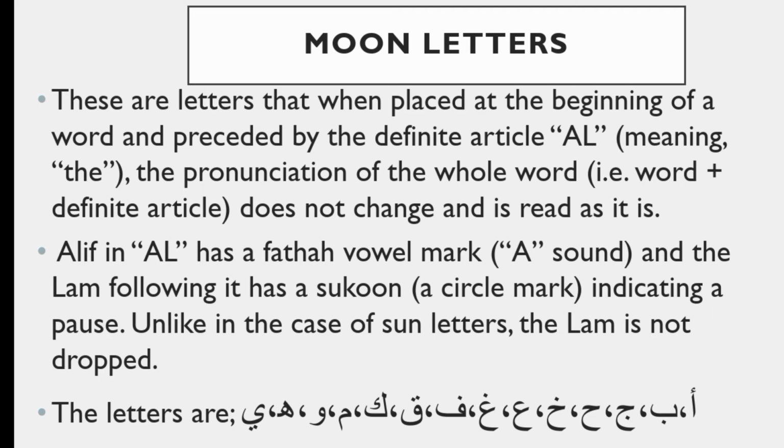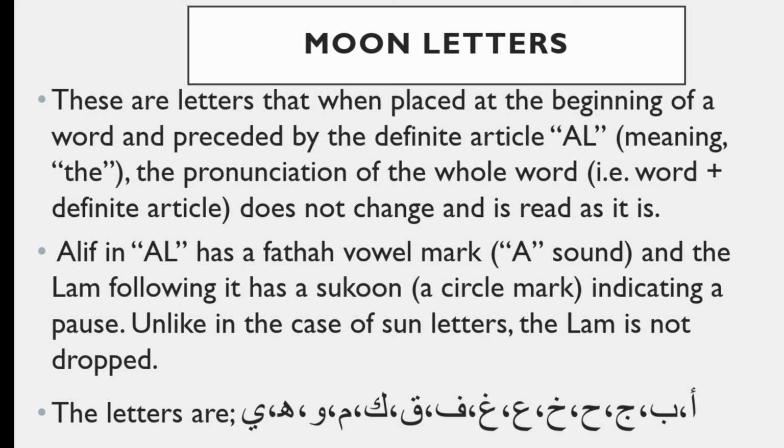Why do you have to pronounce the lam? Because the moon letters don't have shidda immediately after alif and lam. And you won't have two letters with sukun beside each other. So you have to pronounce the lam and then move on. Just like the example I gave at the beginning of this lesson, I said al-bab. That means ba is a moon letter. Alif and lam is the definite article there, while bab is the word. So we say al-bab is a definite word.